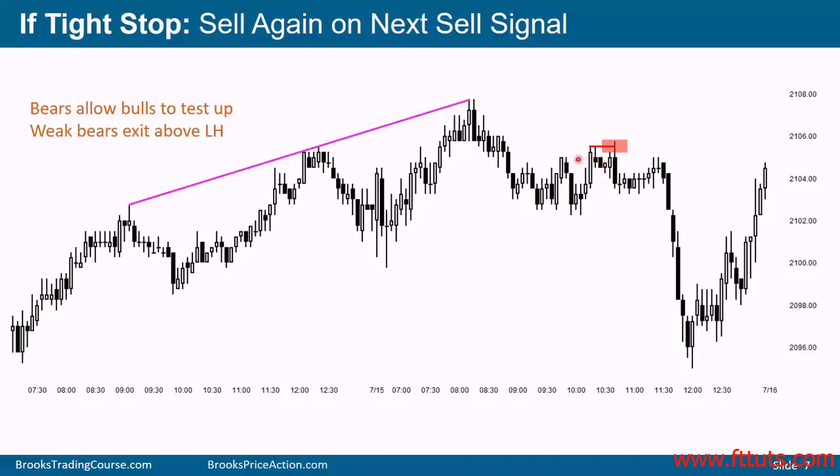And strong bears will be selling above bars. They sold at this high right here. They sold above this high right here. And strong bears will sell with limit orders at this high as well and put their stop right here.